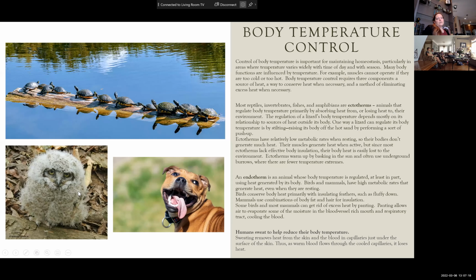So I love these little turtles, and this guy's funny. So, body temperature control. So we talked about this, ectotherms. Got into a fight with a dandelion.